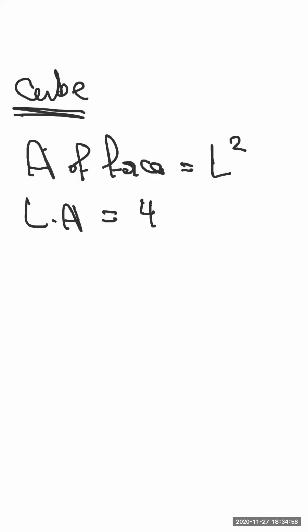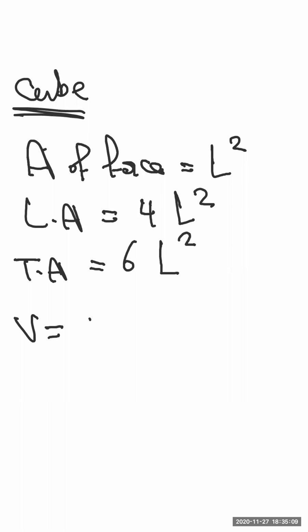Again, for the cube, area of one face will equal L squared. Lateral area, 4 faces, 4L squared. Total area, 6 faces, so 6L squared. Volume, L power 3. That's it.